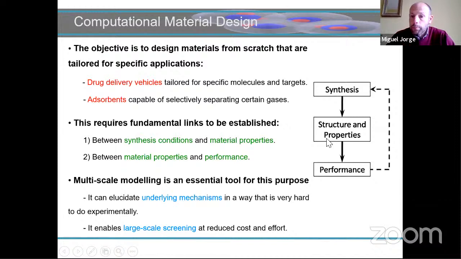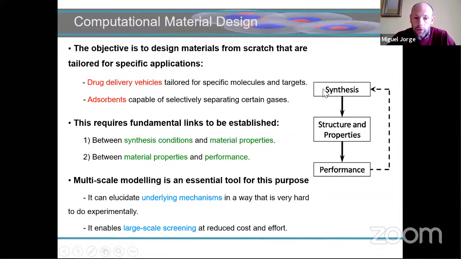But a second link is also important: when you know the structure and the properties of the material, how can you predict how it performs? For example, in gas separation, in sensors, in catalysis, etc. Now, we do some work, as I told you, on adsorption related performance, but I'm not going to talk about that. And in fact, Moises is going to talk a lot about that in his talk later.